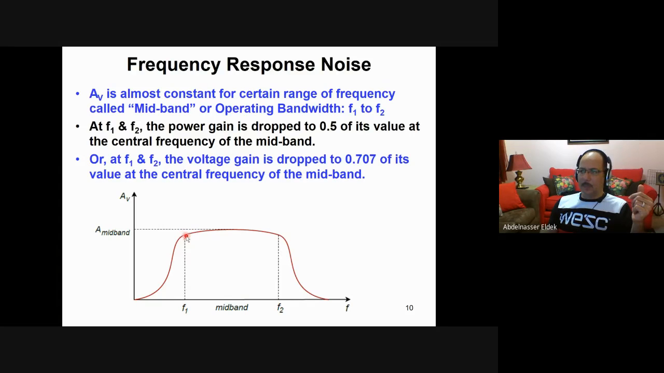Usually, when we calculate this higher and lower frequency, the amplification A is 0.5 of the maximum if we are talking about power ratio, or 0.707 if we are talking about voltage ratio. For example, if the amplification in the middle is 10, and it is 5 here, this is F1 where we calculate F1 for power ratio. If it is 7.07, then this is where F1 exists for voltage ratio.